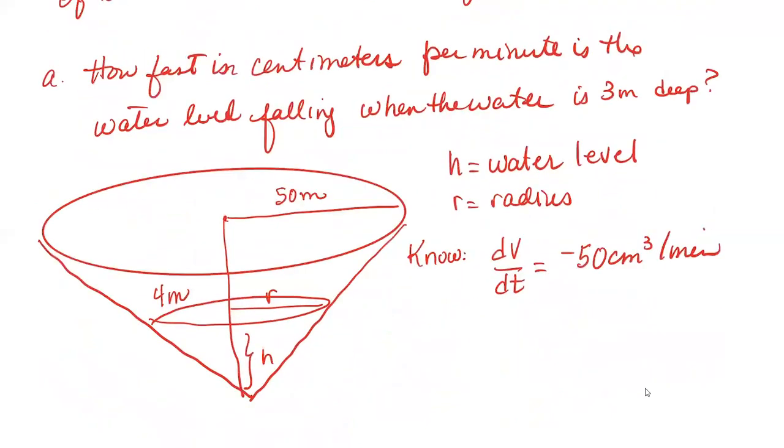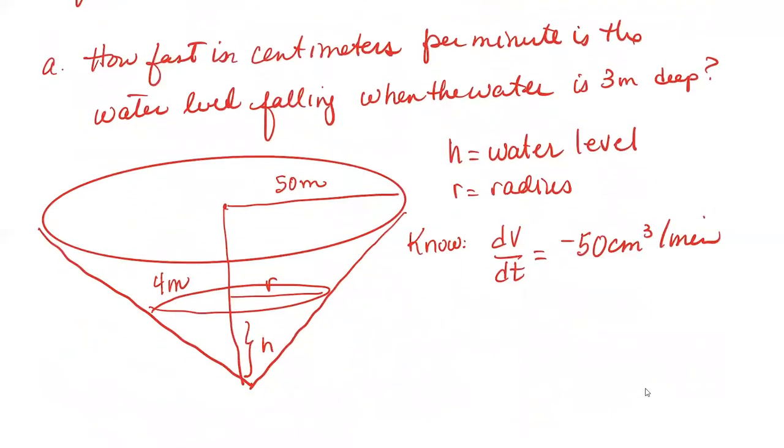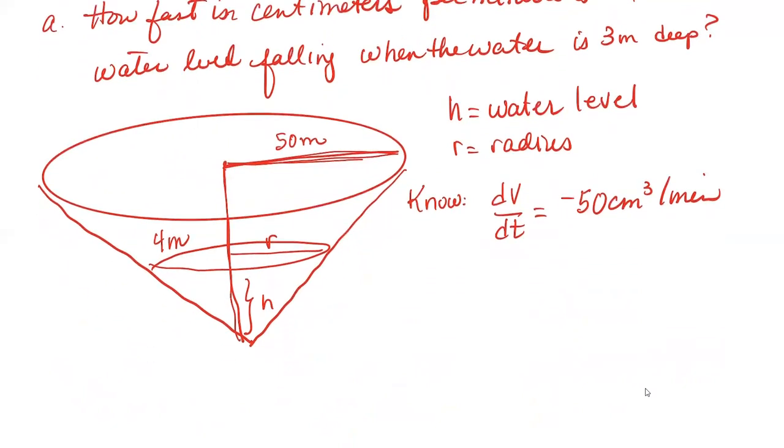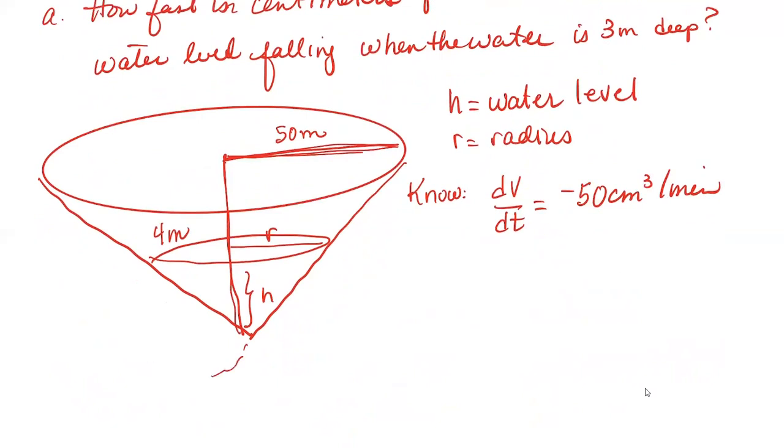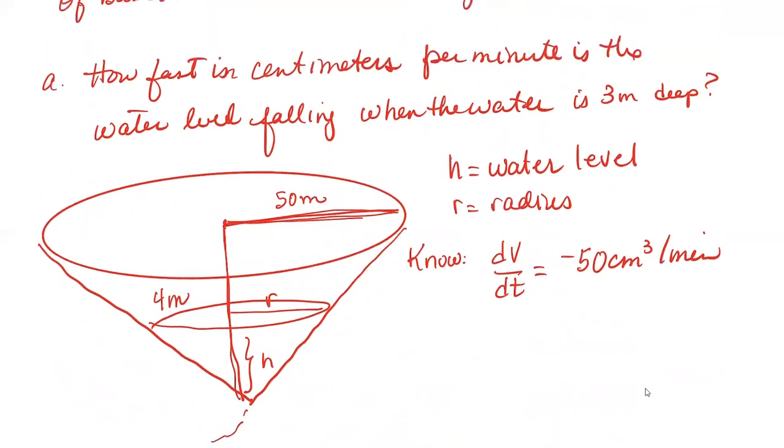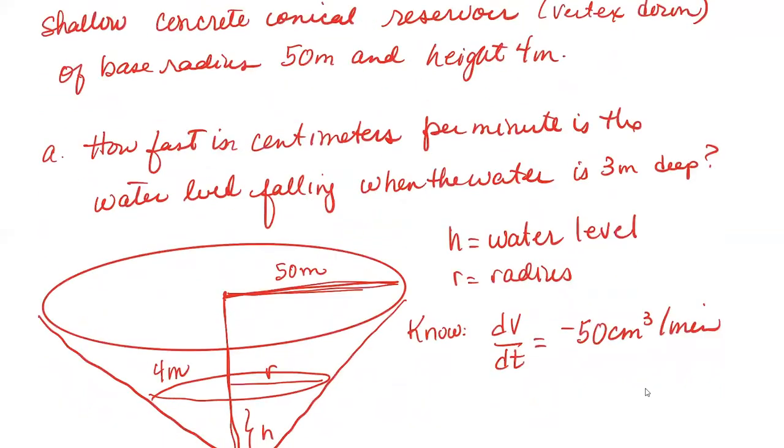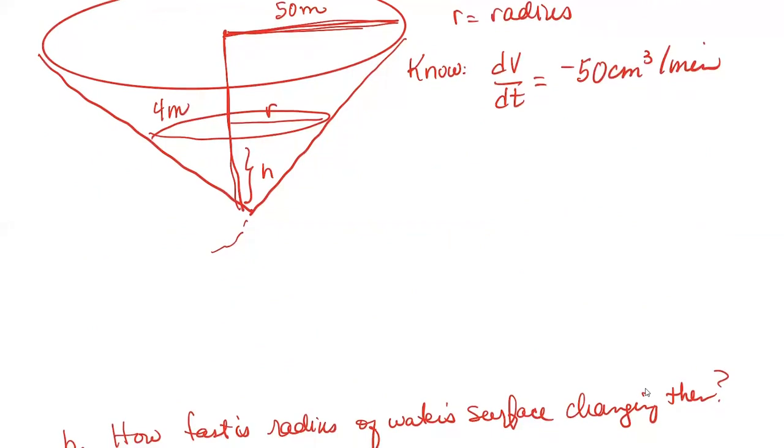So the first thing we want to do is draw ourselves a picture. I've just drawn myself a cone with the base radius up and the vertex down. The radius here would be 50 meters and the height is 4 meters. Obviously, this is not drawn to scale. And so water is flowing out at a rate of 50 cubic meters per minute. Let me make sure I wrote that. No, it's 50 cubic meters per minute, sorry.